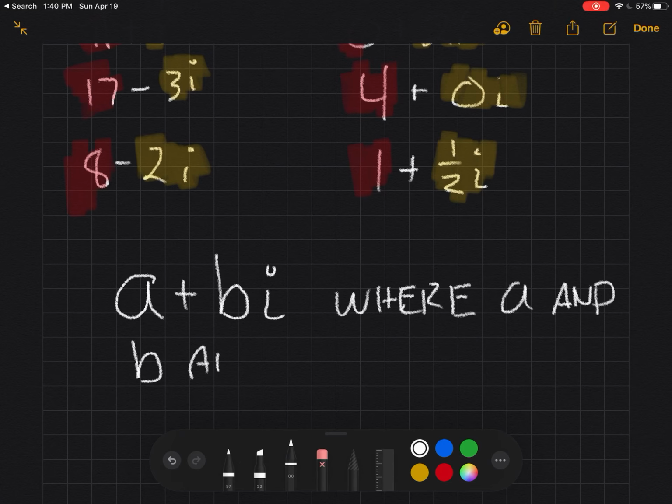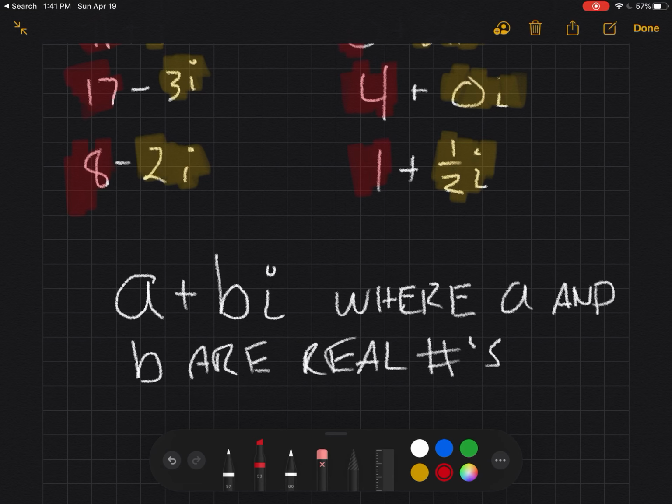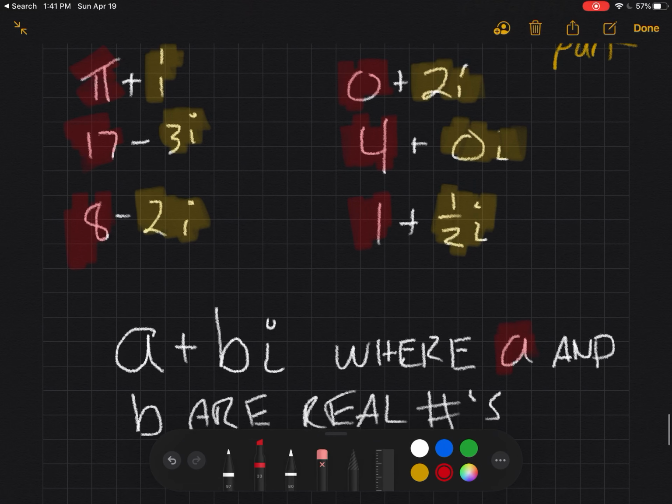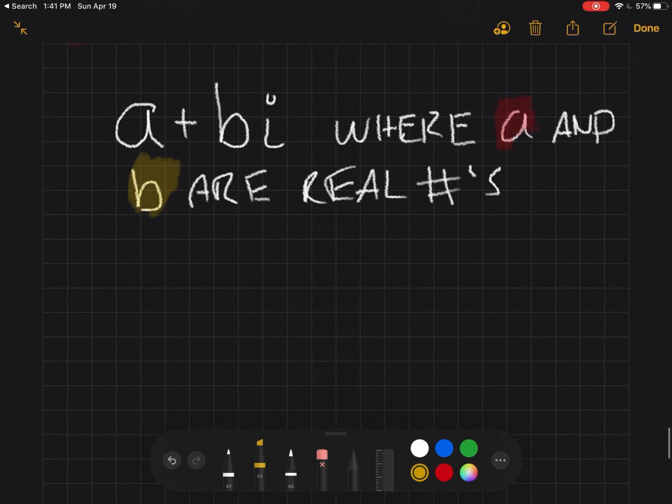So another way that we write complex numbers is we say it's a number a plus b times i, where a and b are real numbers. So notice everything that I highlighted in red here, we would call our a. And everything I highlighted in yellow, we would call the b. So those are complex numbers and imaginary numbers.